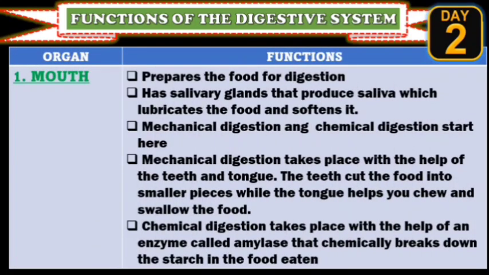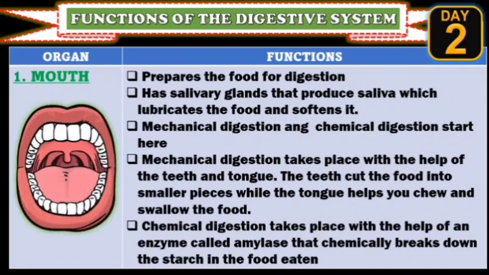The first organ is the mouth. Its function is to prepare the food for digestion. It has salivary glands that produce saliva, which lubricates the food and softens it. Mechanical digestion and chemical digestion start here.